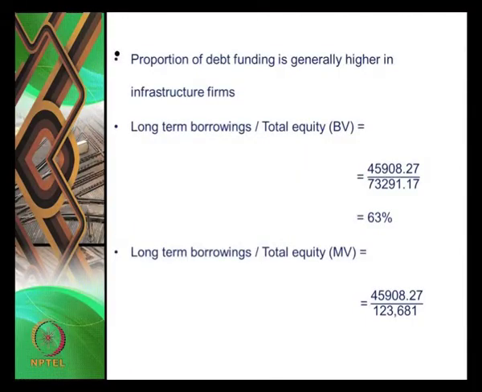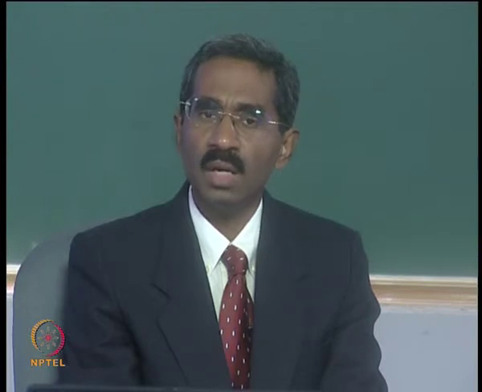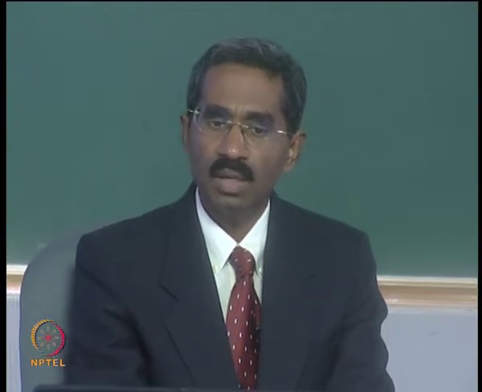One major indicator that we find in an infrastructure company is that the proportion of debt funding is generally higher. How do we actually find the proportion of debt funding? We define debt funding as a ratio of long term borrowings as a percentage of total equity. Remember, both of these are available in the balance sheet. First, let us calculate the ratio of long term borrowings to total equity. I am actually going to consider the book value of total equity.